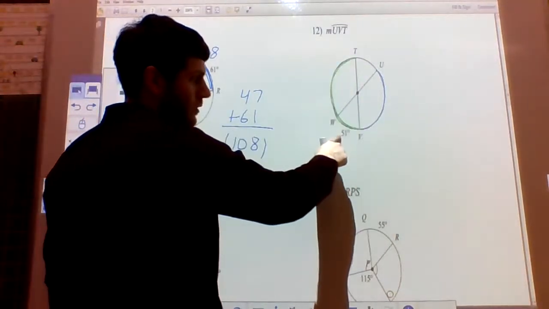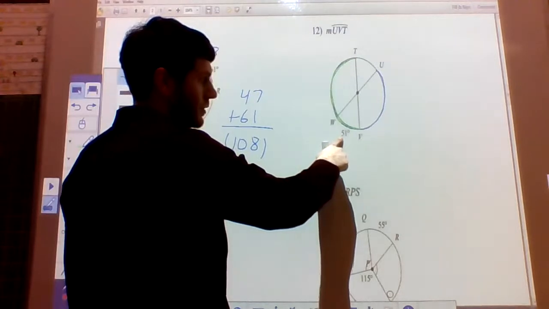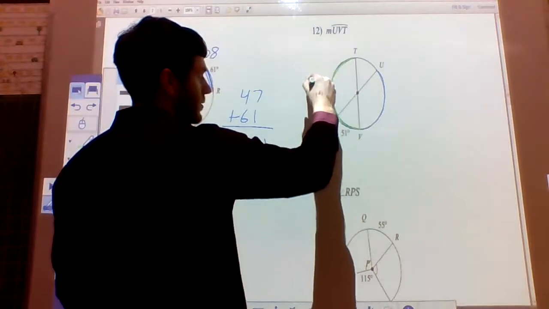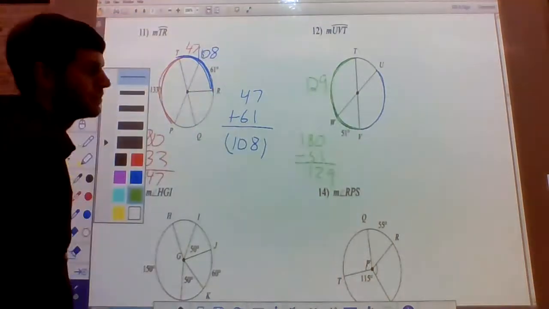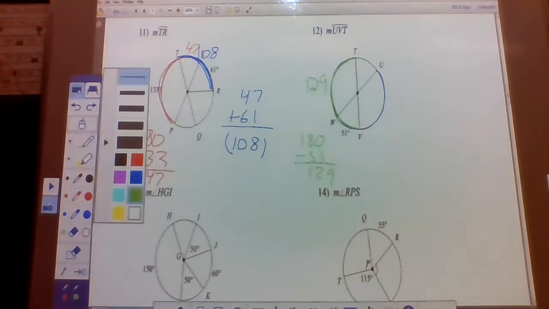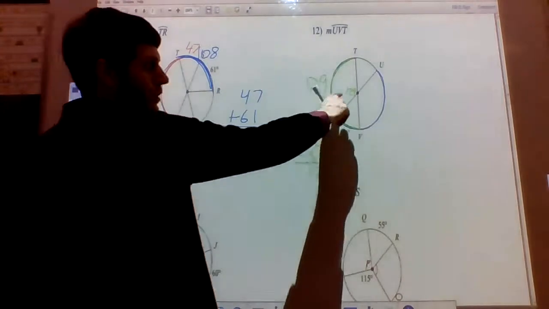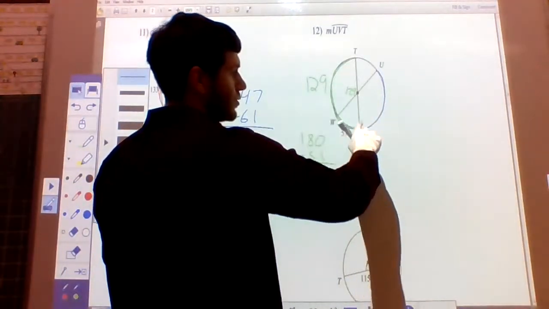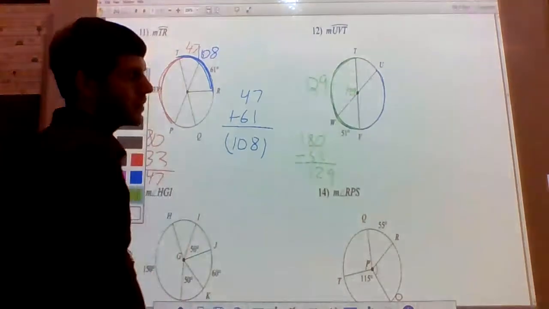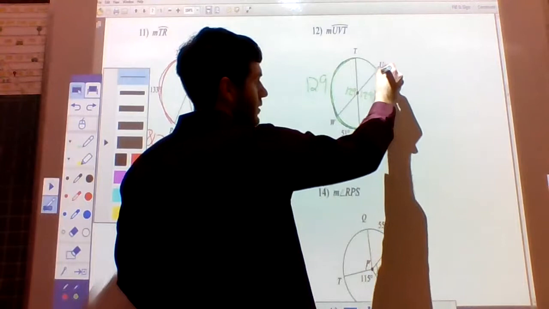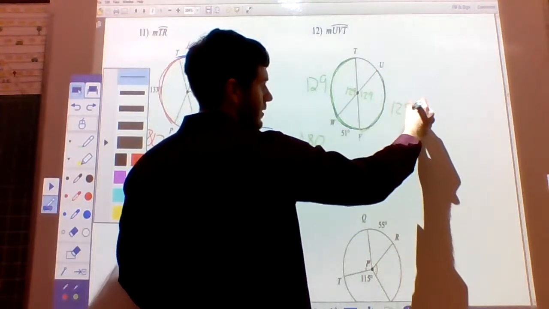Okay, we know WV is 51. The measure of arc WV is 51, so 180 minus 51 is going to give us 129. So we know the measure of the arc is going to be equal to the measure of the central angle. So we know the central angle here is 129. And then we have vertical angles. We have two diameters. So we have two straight lines across the x is our vertical angle. So those are congruent. So that's 129, which means this arc right here is going to be 129.